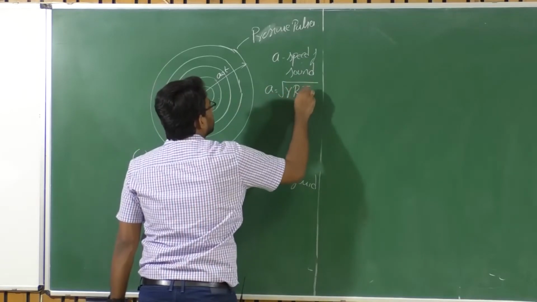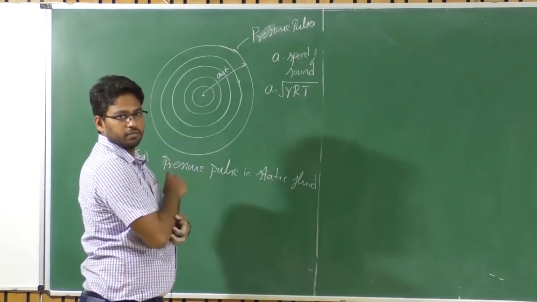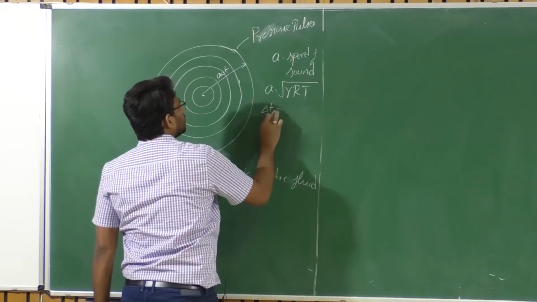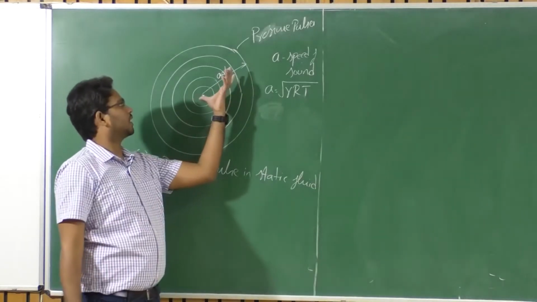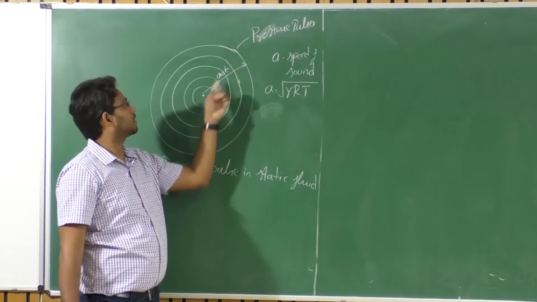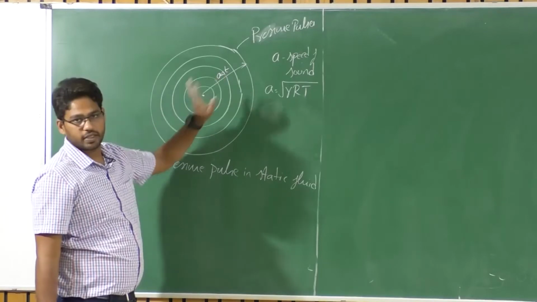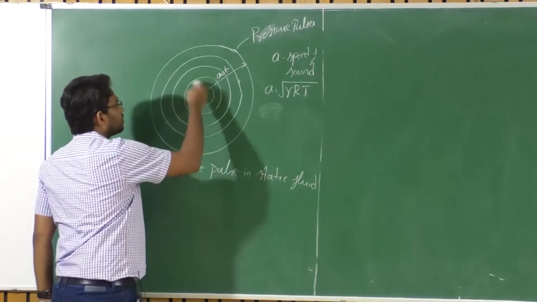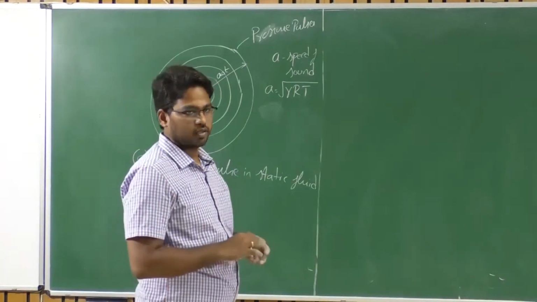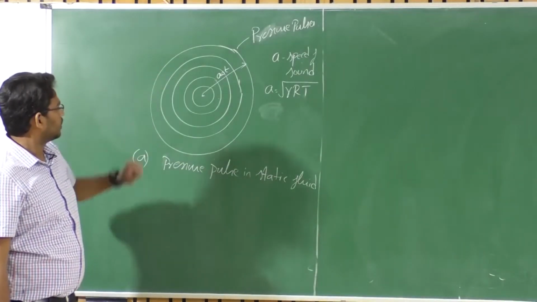Square root of gamma RT, and the speed of sound depends upon the type of medium and the corresponding temperature of that medium, right? And delta t is a time after which you are interested in figuring out the distance that this particular pressure pulse has traveled. So that will be approximately a times delta t, right? So when you are static, this disturbance travels in all the directions in the form of a pressure pulse, right? So irrespective of whether you are static or not, this is how it's going to happen.